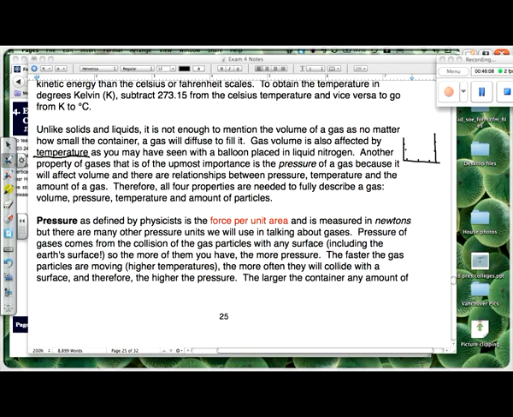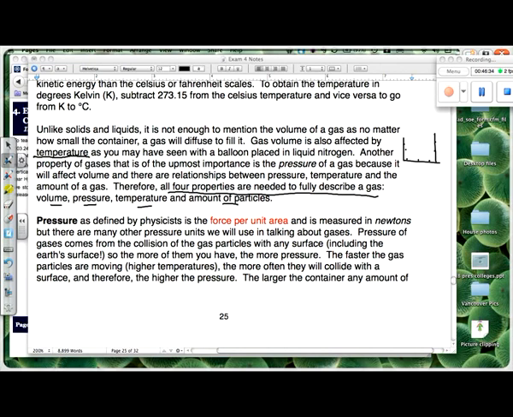The higher the temperature, the more often the particles, because they're moving faster, collide with the container, so the higher the pressure, and so on. So there are four properties that are needed to fully describe a gas, and that is the volume, and the pressure, and the temperature, and the amount of particles. And in our next lecture, we're going to look at the relationship between those four variables.